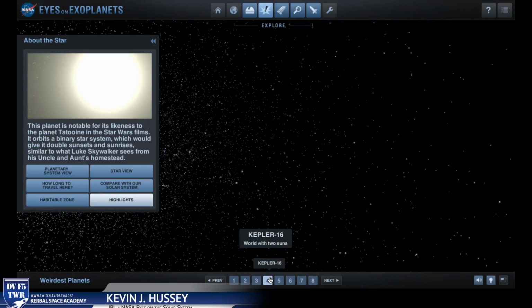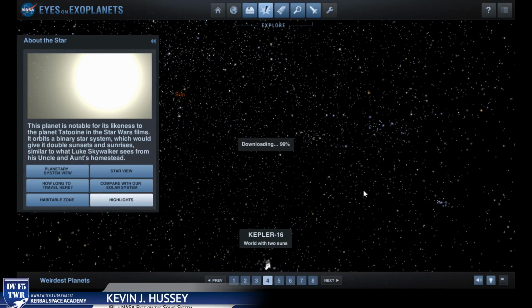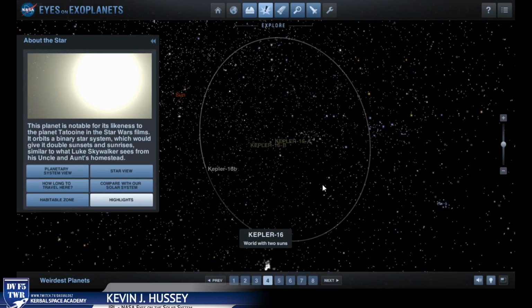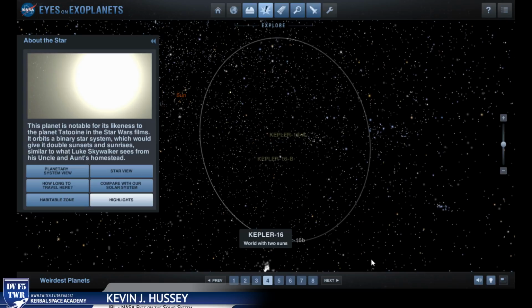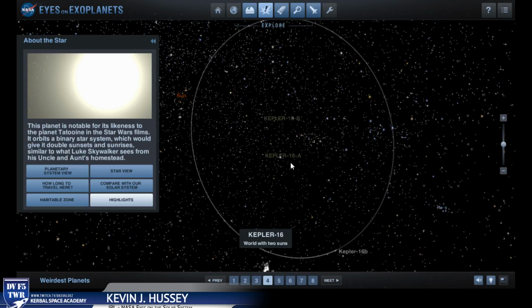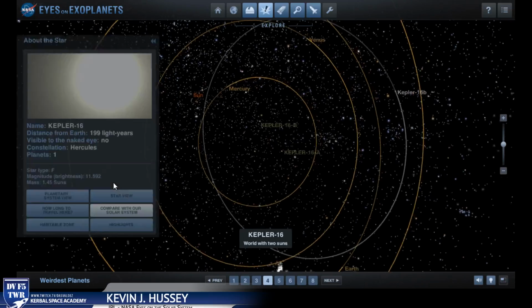Okay, well, look at this one. Here we go. A world notable for its likeness to the planet Tatooine, for Star Wars fans, because it's got two suns. In a binary, you can see the suns are actually orbiting themselves, and then the planet would be orbiting the common center of the two suns. Exactly. So let's compare this with our solar system.